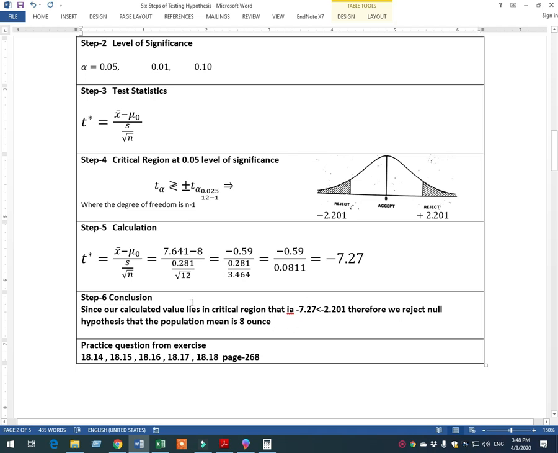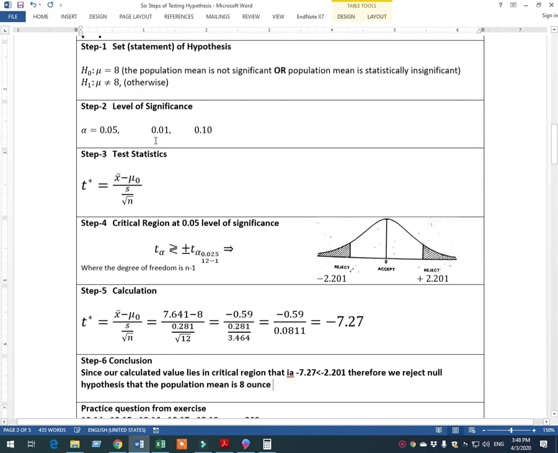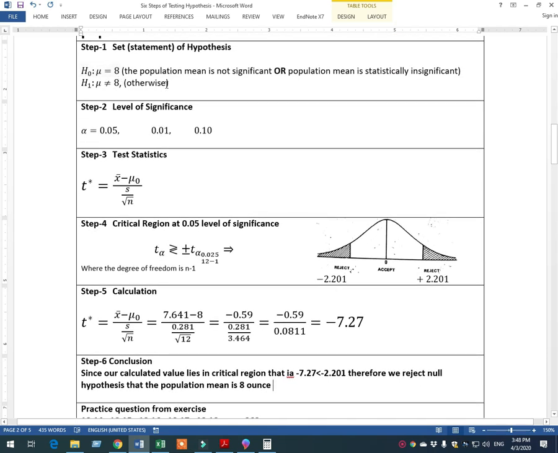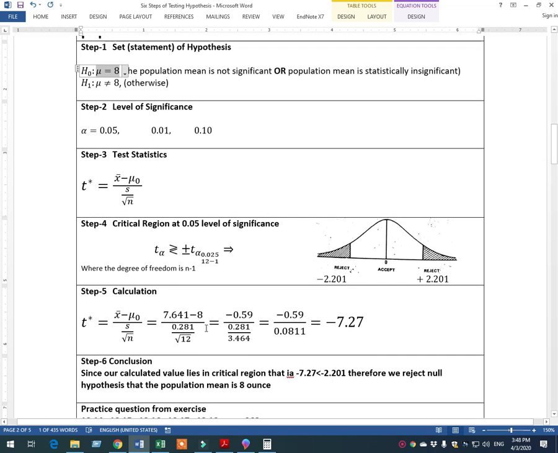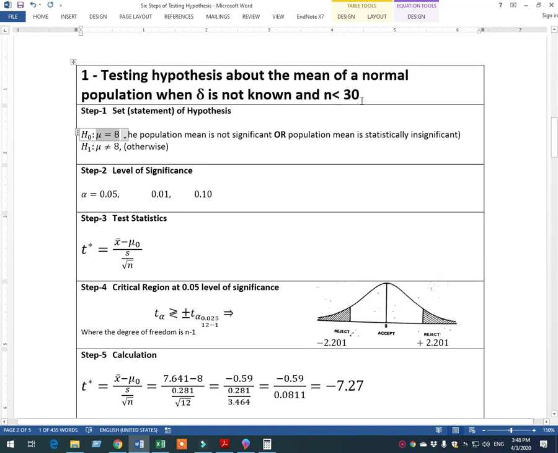So in step 6 we have concluded that the hypothesis that our population mean is equal to 8 has been rejected. The population mean is found not equal to 8 through this process, and we have taken the sample of 12. Thus we can do hypothesis testing for this special case. So this is one example.